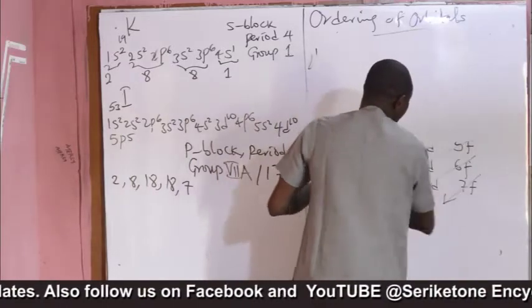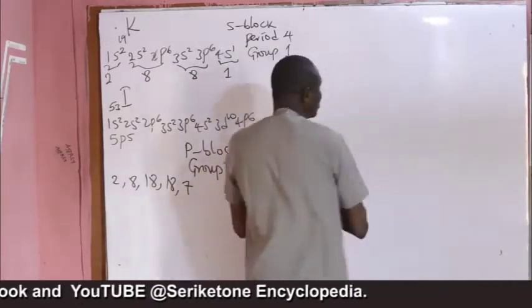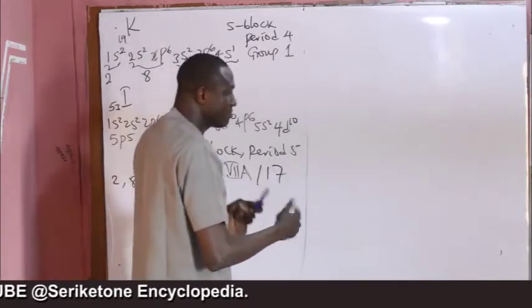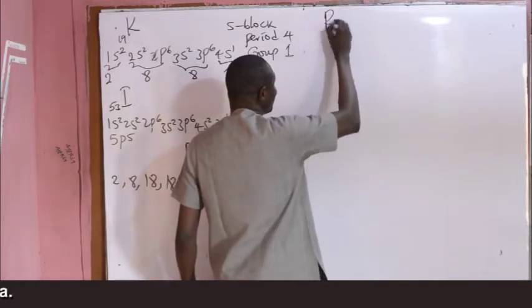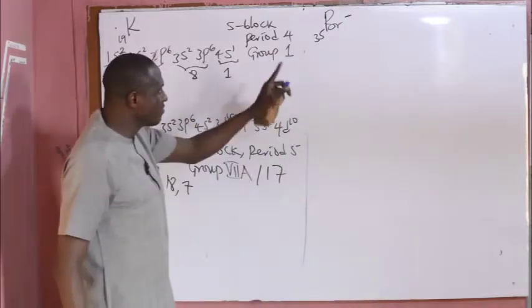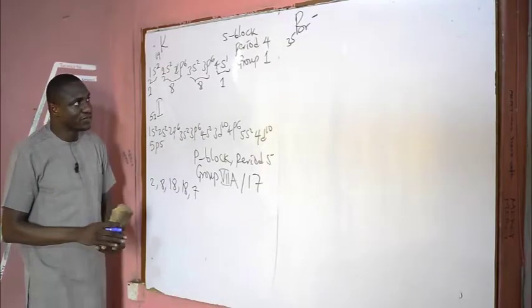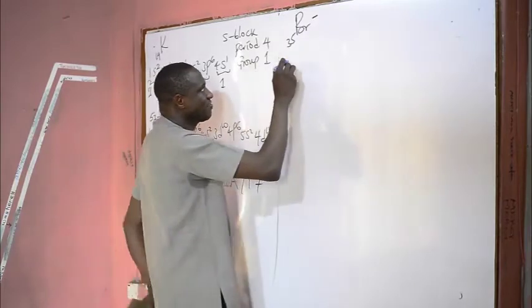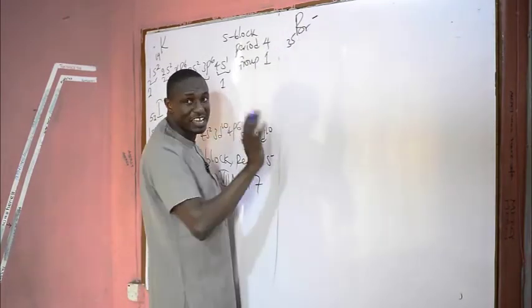In a situation whereby you are given an ion and you want to write the electronic configuration and determine the group and the period number of that element. Say for instance, you have a bromide ion with atomic number 35. Before you write the electronic configuration of the ion, if you want to determine the group and period number, let's write for 35. The neutral atom of this ion has 35 electrons.